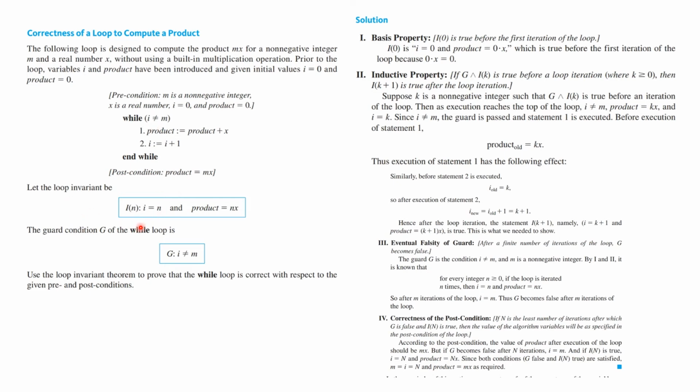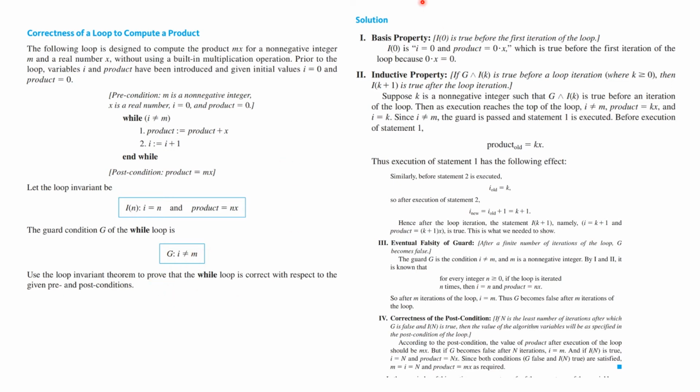And so the loop invariant here is I of n is I is equal to n, and it's a dual condition. The product is nx. And the guard condition is you continue this loop until I does not equal m. So we use the loop invariant theorem to prove that the while loop is correct. So this is the guard condition, and when this is false, that means I equals m, then you'll exit the loop.